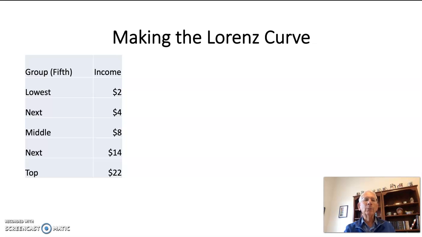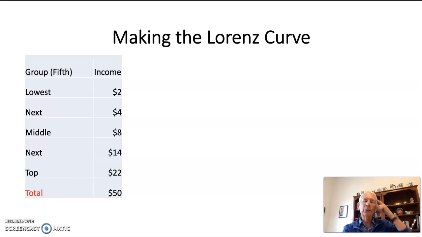Let's say the lowest group has $2 of income, the next $4, the middle 8, the next group 14, and the very top group 22. We've ranked them from bottom to top, and then we see how much income each group has. So when we do this, the next thing we want to do is total it up. So in this case, 2 plus 4 plus 8 plus 14 plus 22, that's 50. 2 plus 4 is 6, plus 8 is 14, plus 14 is 28, plus 22 is 50.